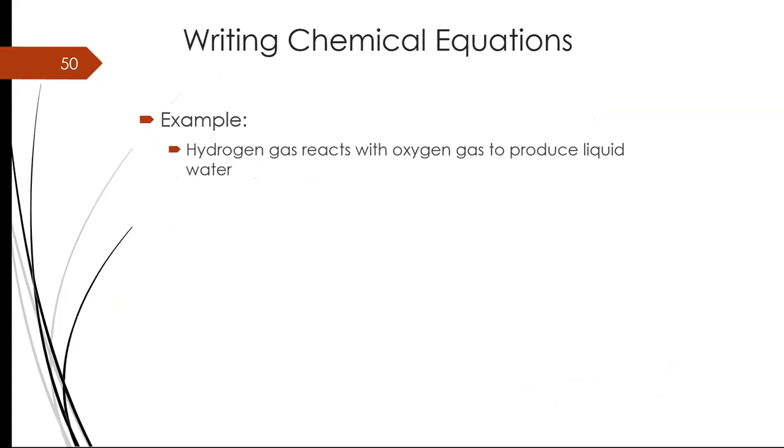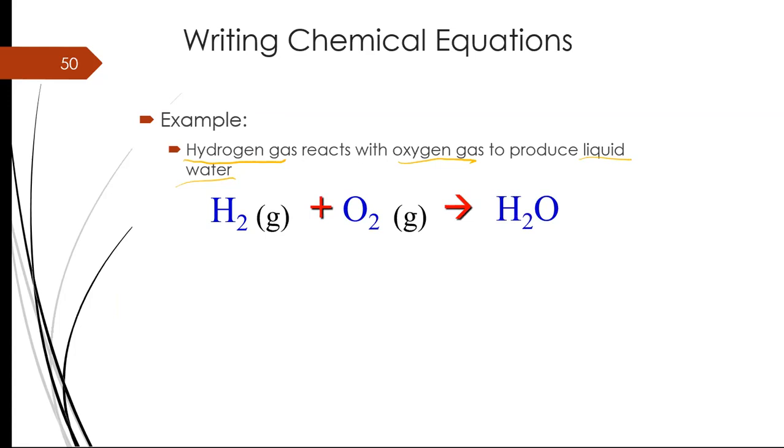Now, we know that hydrogen gas is a compound, oxygen gas is a compound, and liquid water is a compound. So hydrogen gas reacts with, that's going to give us our H2, and it's a gas. And it's saying reacts with, so we know that we need to add that into our oxygen gas, which is also a gas, to produce, and then our product, water, and it says that it's a liquid.